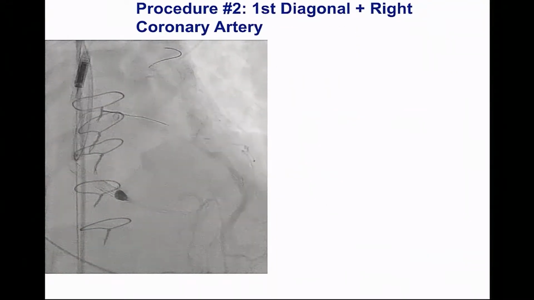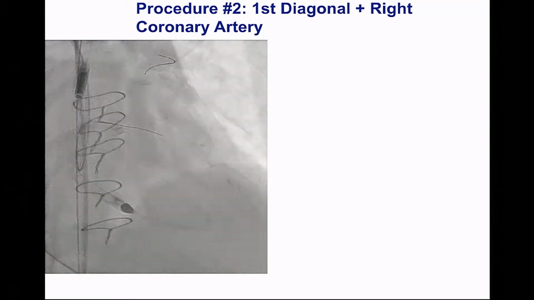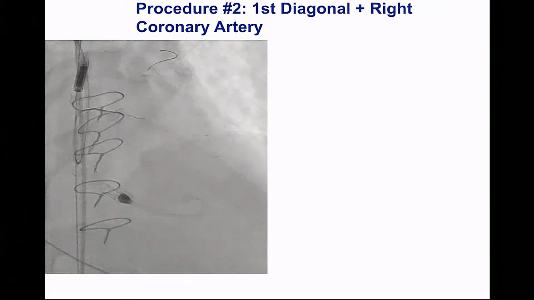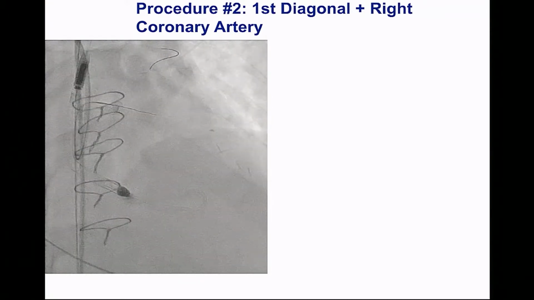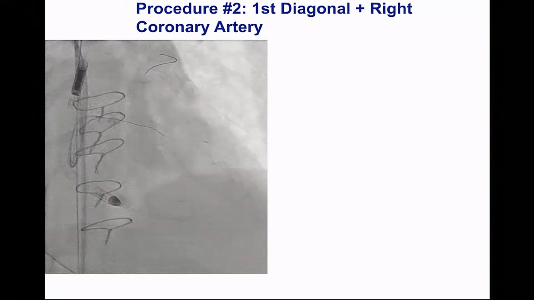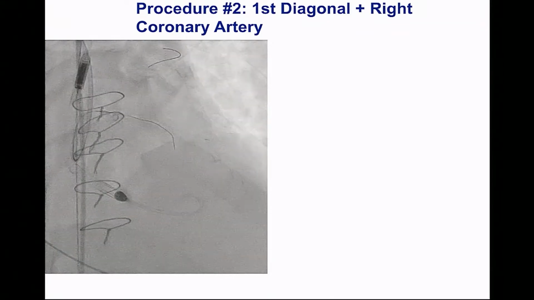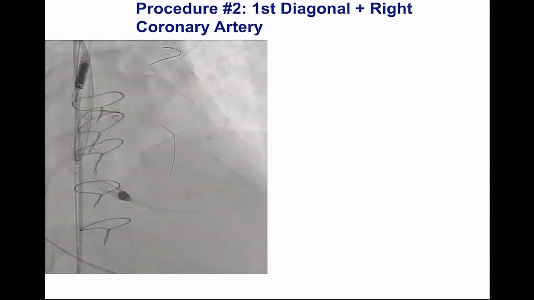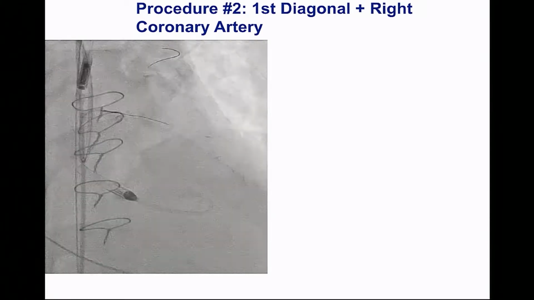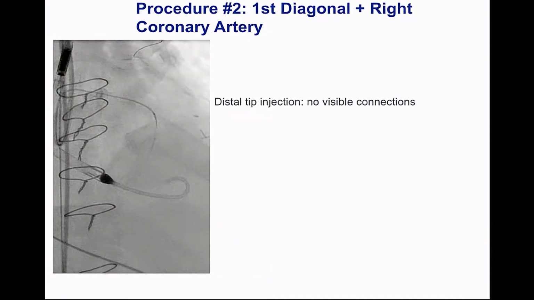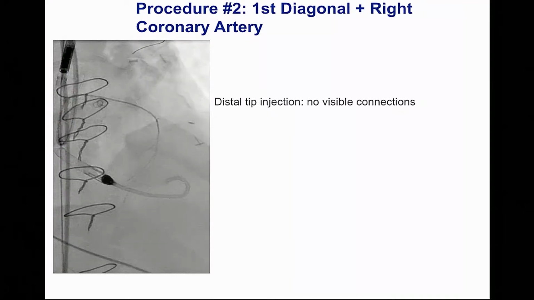So we were aiming for the first diagonal at first. Here is the wire, we are trying to probe it towards the diagonal. However, you'll see that it somehow enters the septal. Could it be the septal? Yeah, we advanced the microcatheter, did a distal tip injection. Yeah, it was the septal.